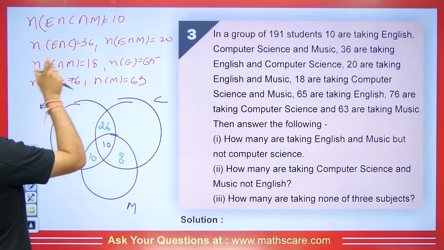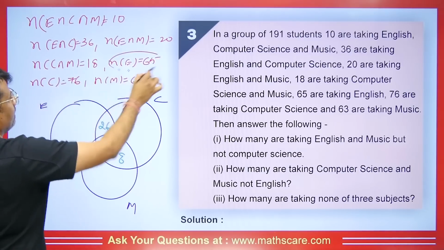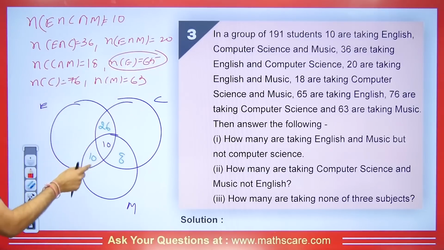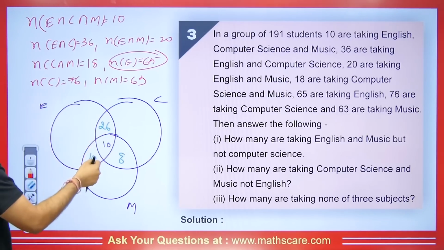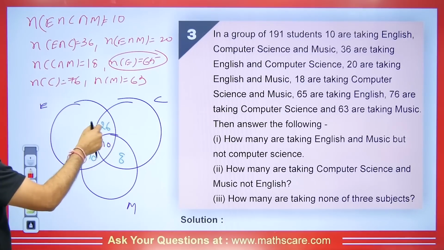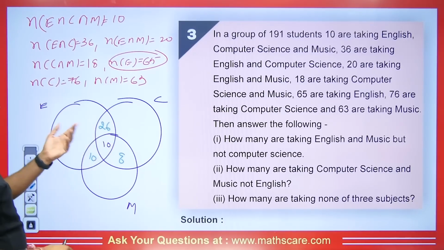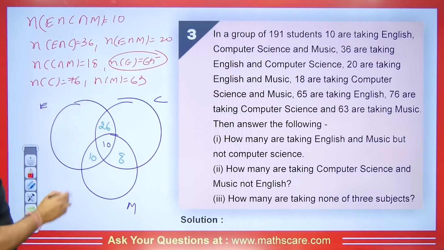Students studying only English are 65, of which 26 plus 10 plus 10 is equal to 46 are already included. Now to calculate students studying only English, we will deduct 10 plus 26 plus 10, 46 from 65, which is equal to 19.